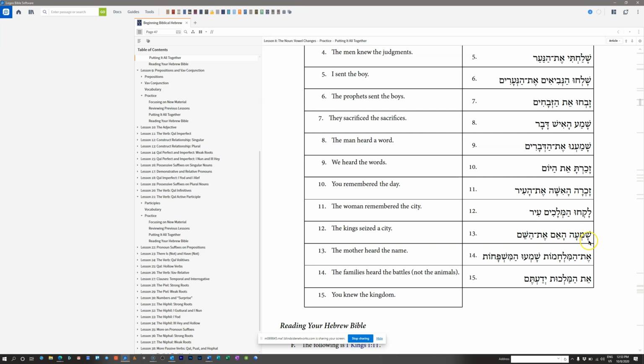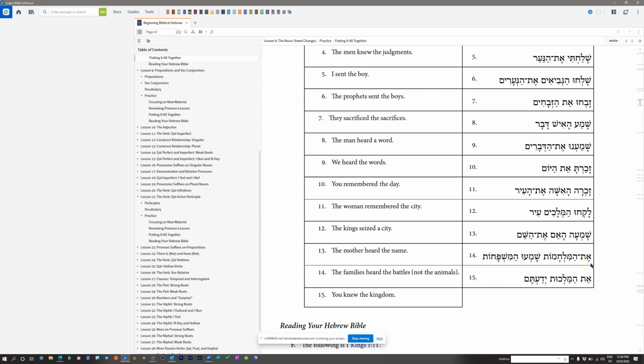Number 13, we have Shama'ah. This is 3fs. She heard. Who heard? Ha'em, the mother. The mother heard. What did the mother hear? The mother heard et Hashem. Hashem is the name, so the mother heard the name.